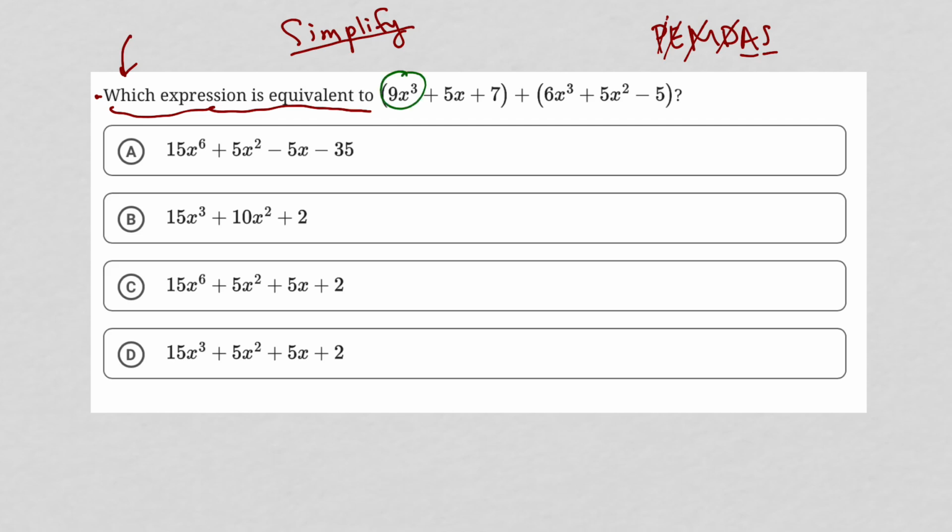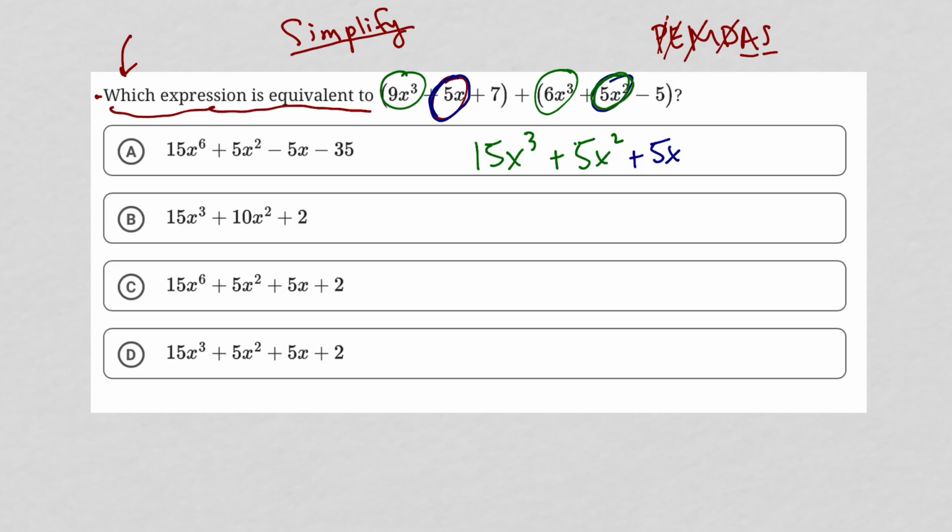So I have a 9x cubed plus a 6x cubed. Well, that's equal to 15x cubed. And then I have a 5x and no other term that matches that 5x. So that's going to just be a plus 5x. Looks like I also have a 5x squared. So let's just change the order of that. I'm going to call this 5x squared and then call this a plus 5x. All right, so let's just color that in blue, color this in green.